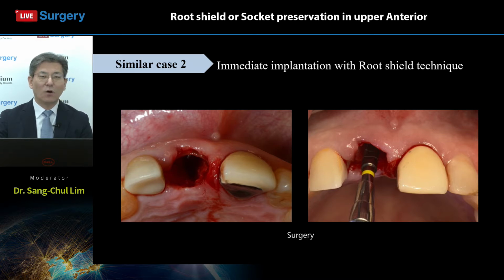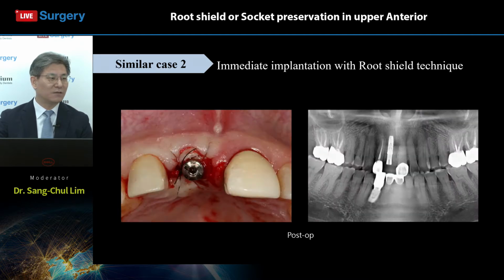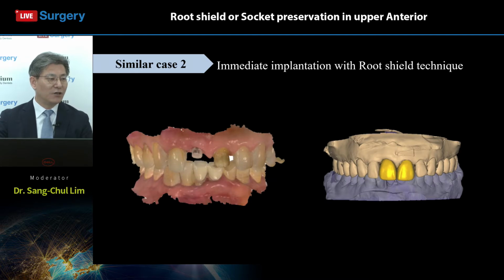maintained on the labial part, like here. And all of the other procedures are similar to immediate implantation. The direction and the depth are all similar to the ordinary immediate implantation procedure. The implant fixture is installed and filled with graft materials, and the soft tissues are closed with the healing abutment.